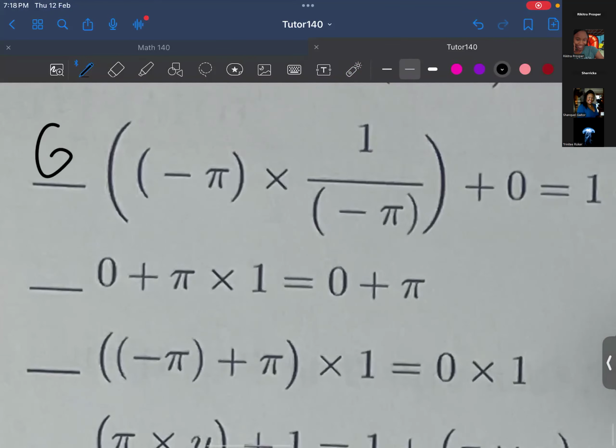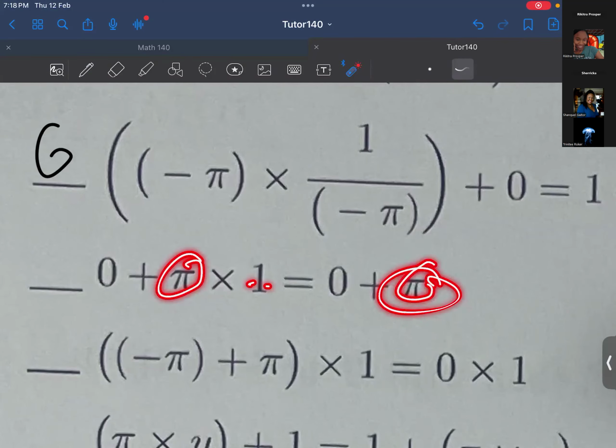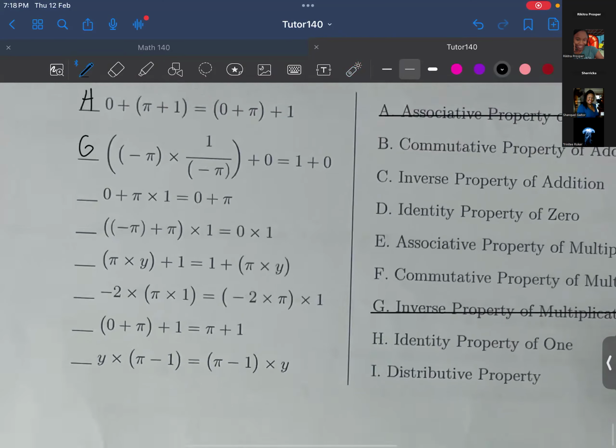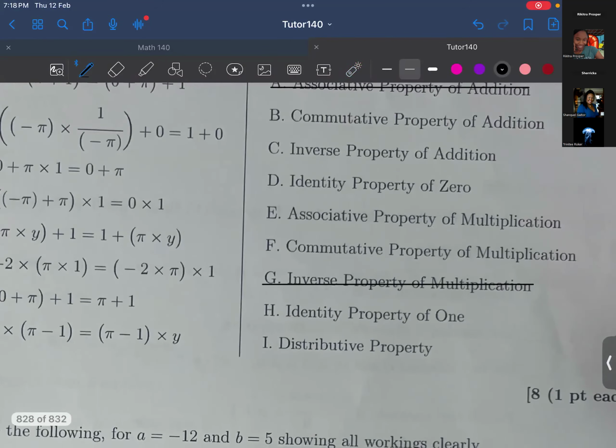Okay, now over here, we have 0 plus pi times 1. And then over here, we have 0 plus pi. I can see that pi was multiplied by 1 and it stayed the same. So that is the identity property of 1. This is telling you that when you multiply a number by 1, the result is that number. When we multiply pi by 1, the result is just pi. If we multiply 3 by 1, the result is just 3. So when 1 is multiplied by a number, the result is that number. That's the identity property of 1. So I'm going to cross that off.